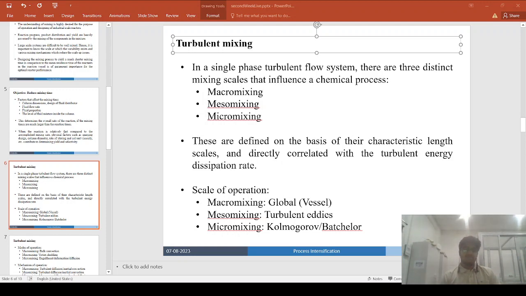These three mixing scales are defined on the basis of their characteristic length scales and are directly correlated with the turbulent energy dissipation rate, or epsilon. The scale of operation for macro mixing is global, throughout the whole vessel of choice. For meso mixing, the scale of operation is turbulent eddies, and for micro mixing, the scale of operation is Kolmogorov or Batchelor scales.